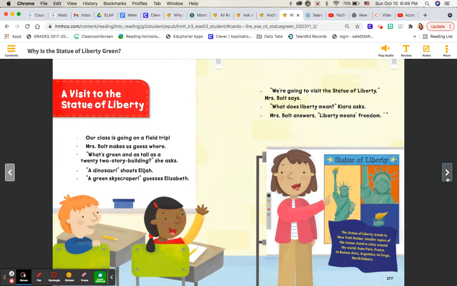So I'm going to stop before I read my text feature down here. I'm going to stop because I already have a question. So I would get a sticky note, and I would write on my sticky note, where is the Statue of Liberty? Question mark. Then I would put my name so that Miss Brown knows I'm the one who wrote this question. Go up to the anchor chart, stick it on the question side. Come back to my desk, and I'm going to continue to read.